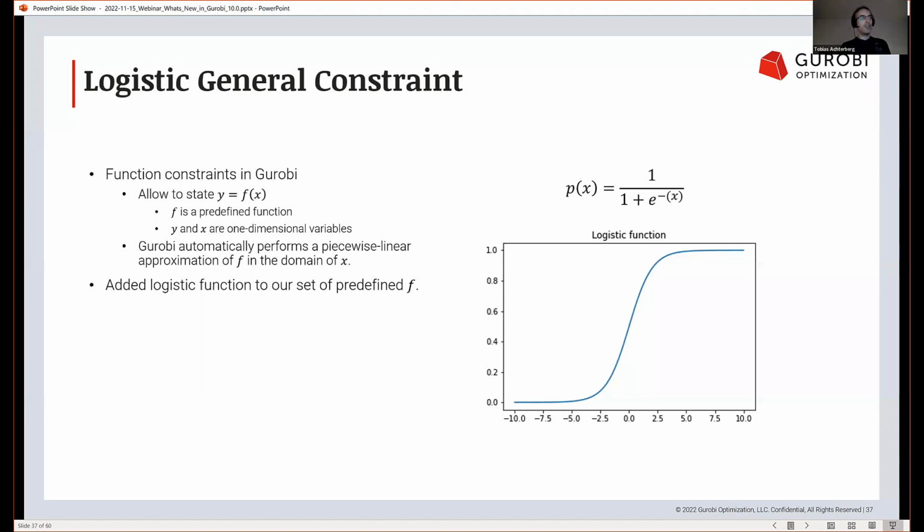And for those, we have also added support in previous versions so that you can specify that function, and Gurobi will automatically perform a piecewise linear approximation of that. That means the problem that Gurobi will solve will no longer be the exact problem with these nonlinear functions, but just a piecewise linear approximation of that. But this is then done automatically. And one additional function that we have added to the mix is the logistic function. This is the one that you see here. So now you can state that as well as a general constraint.